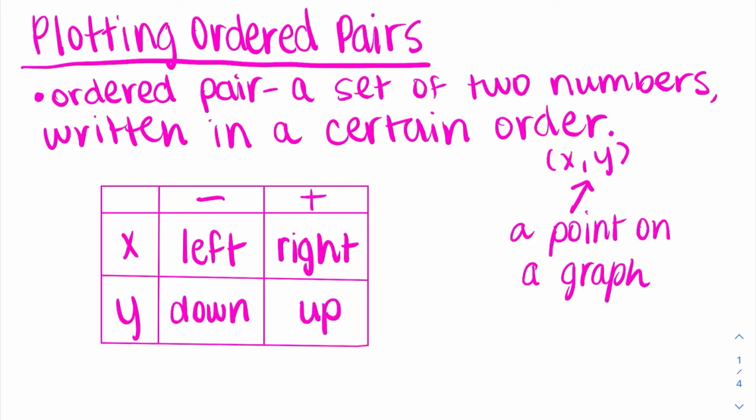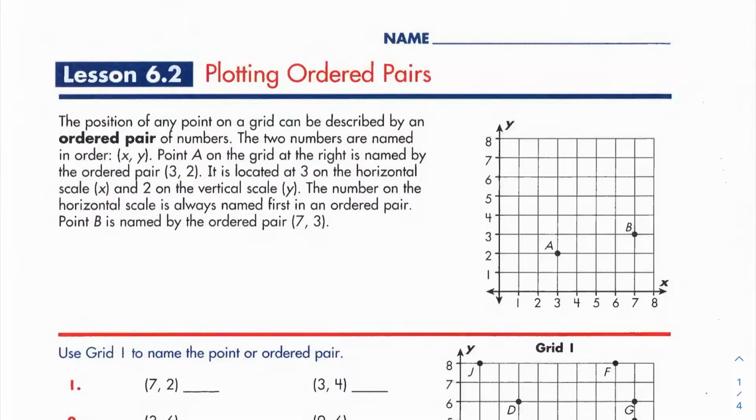If you have not already done so, please take a minute to pause this video and copy down these notes before continuing on. Let's go ahead and look at the notes and the examples for lesson 6.2. On our lesson 6.2 sheet, we are given a graph that has points A and B already plotted on the graph. Here is going to be the x-axis, remember it is the one that moves left and right, and here is the y-axis, which is the one that moves up or down.